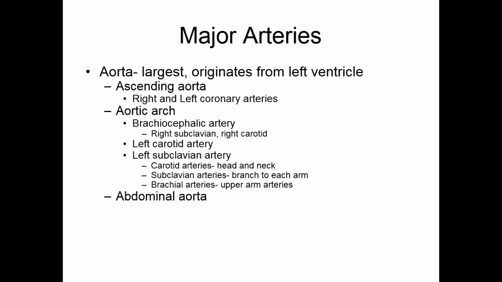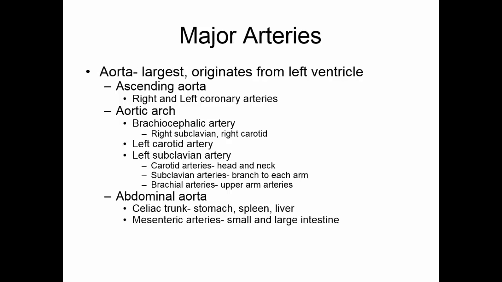Coming off of the abdominal aorta, we have the celiac trunk. This branches to arteries that feed the stomach, the spleen, and the liver. The mesenteric arteries feed the large and the small intestine. We have an inferior and a superior mesenteric artery. The renal arteries go to the kidneys, and the aorta branches at the bottom to become the iliac arteries. These branch into blood vessels that go to the pelvis and the legs.